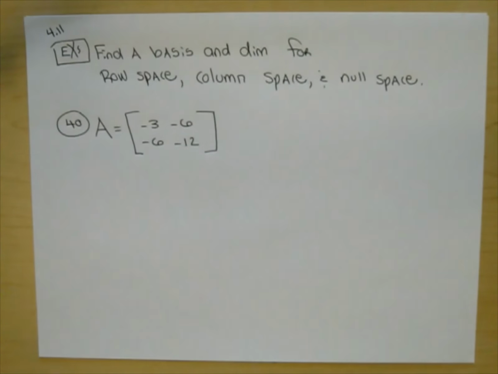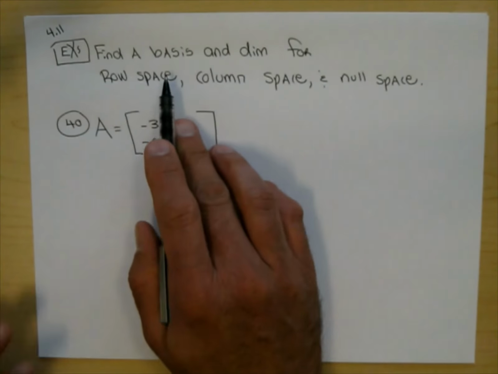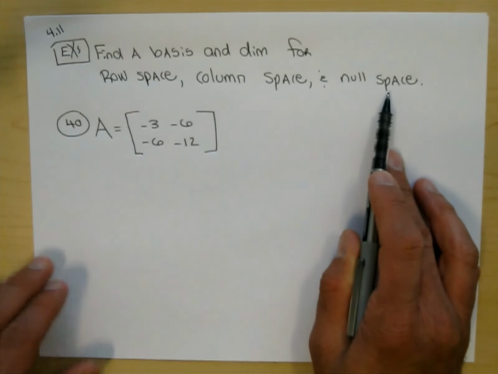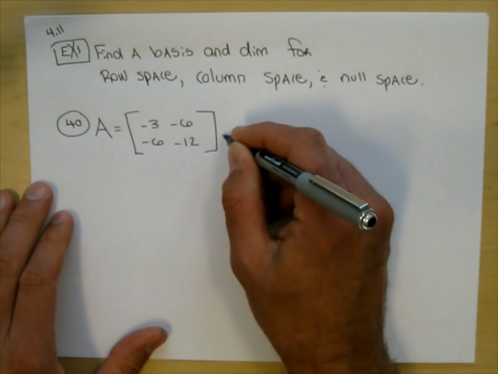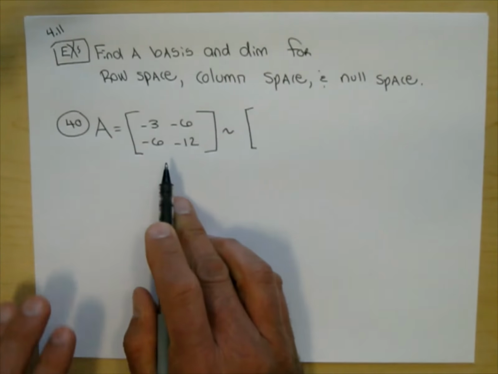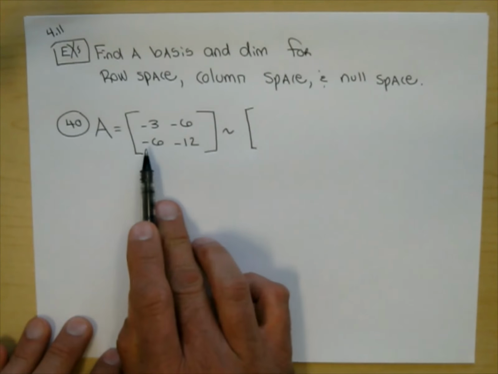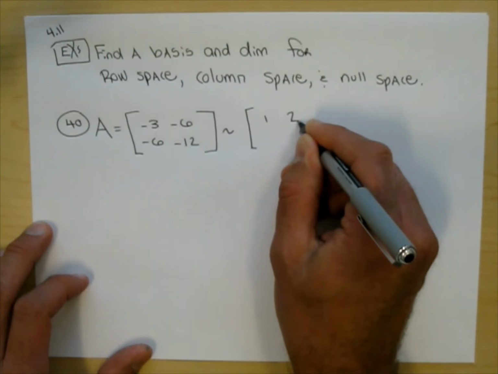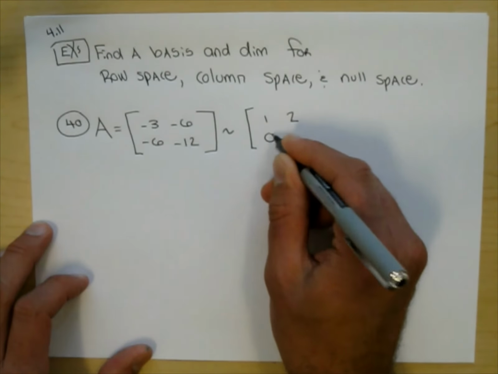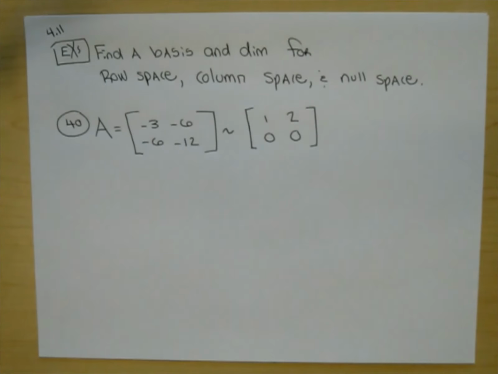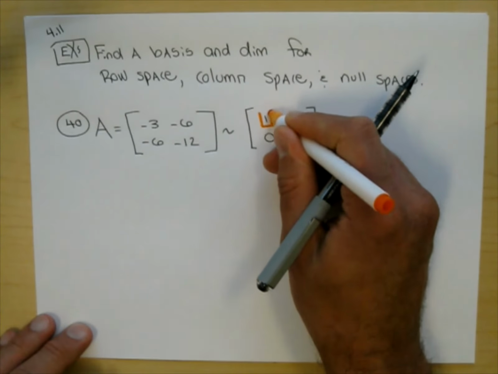So here's 4.11, problem number 40. And what does it ask? It asks us to find a basis and the dimension for what? Row space, column space, null space. So the first thing I want to do with this matrix is reduce it. I actually see that both rows are multiples of each other. So I could write the first row as 1, 2, and then the second row as 0, 0. Okay. I'm going to identify the pivot right there.